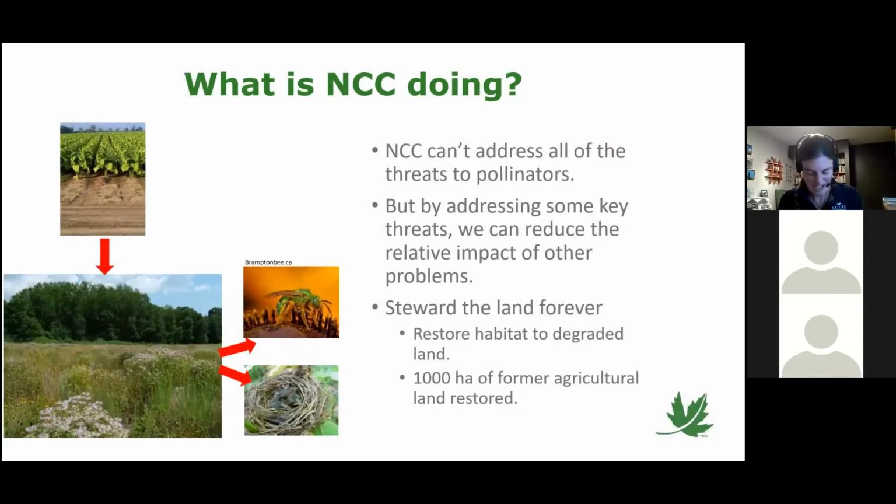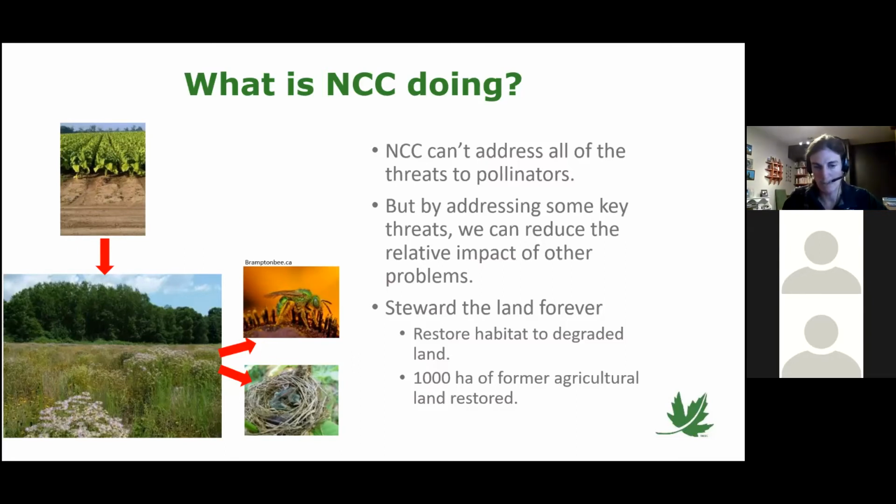So we do a bunch of restoration. We take care of the properties forever. This is something we really take pride in. We don't just acquire land and walk away. We produce really detailed property management plans, and then we raise the money that we need to actually implement those plans. And a big part of what that means, especially in southern Ontario, is this kind of restoration work.